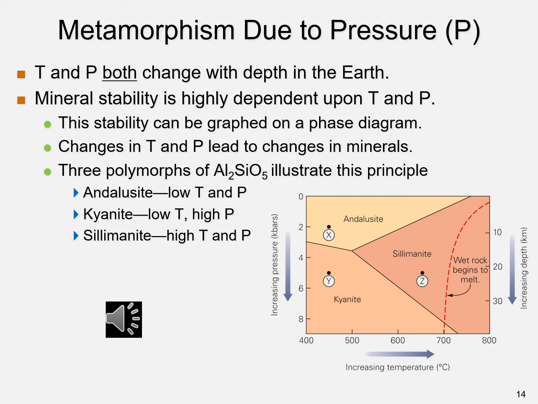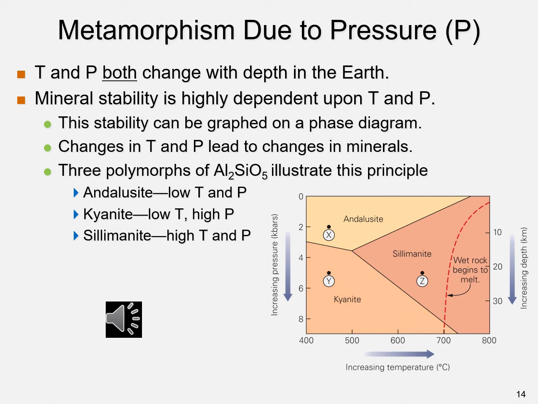A phase diagram is a graph with temperature indicated by one axis and pressure indicated by the other. Aluminum silicate can exist as 3 different minerals: kyanite, andalusite, and sillimanite. These are polymorphs. Each of these minerals can survive only under a specific range of temperatures and pressures, indicated by an area called a stability field on the phase diagram.